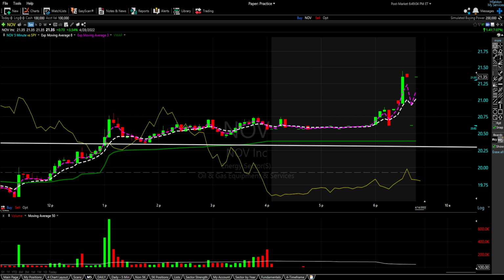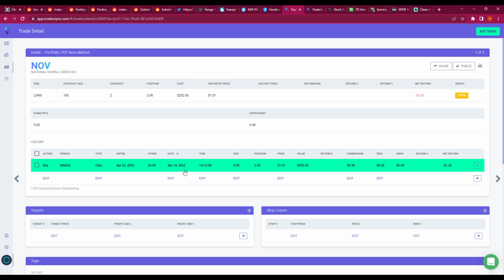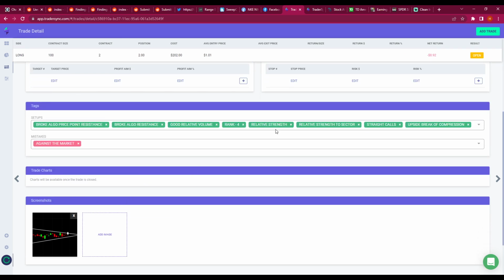So we grabbed 2 calls at the 20 strike for $1.01 each. They broke the algo price point resistance. They broke algo resistance. Good relative volume.